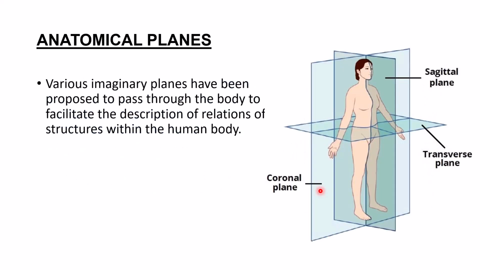Now, the third objective is anatomical planes. Various imaginary planes have been proposed to pass through the body to facilitate the description of the relation of structures within the human body. There are three main anatomical planes. Number one is the sagittal plane, number two is the transverse plane, and number three is the coronal plane. This one is the coronal plane.